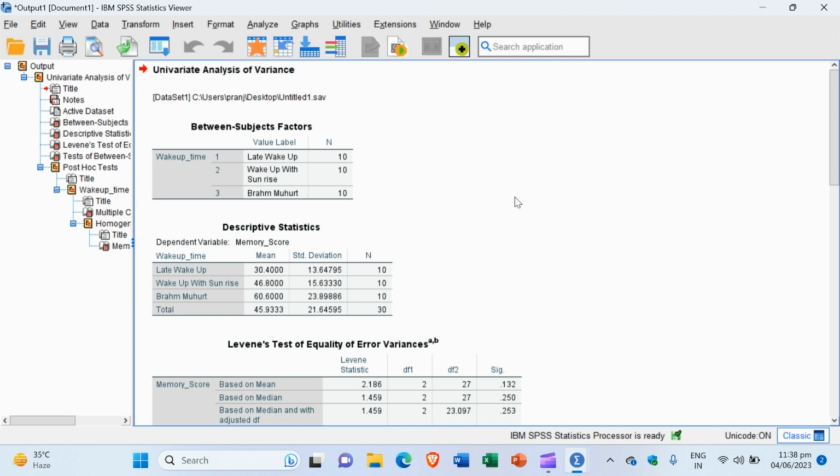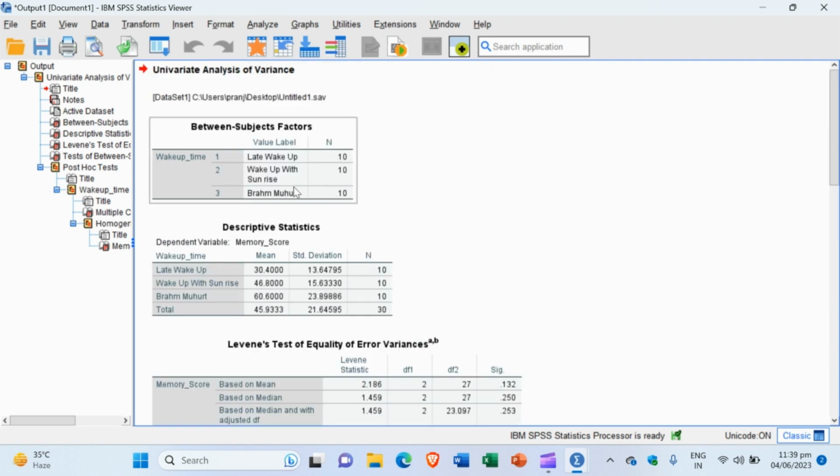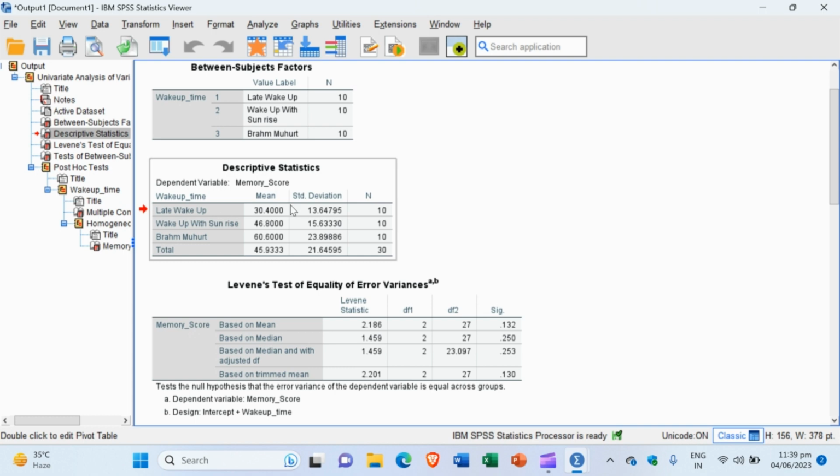As we see in the SPSS output of the post hoc test, some tables are visible here. One is for the descriptive statistics, in which the mean and standard deviation are given. The mean was found 30.40 for the late wake up students, 46 for the wake up with sunrise, and 60 for the Brahma Muhurt wake up students, and the total mean was found 45. So from this table we can get the idea that the mean of Brahma Muhurt students is greater than the other groups on the memory score.